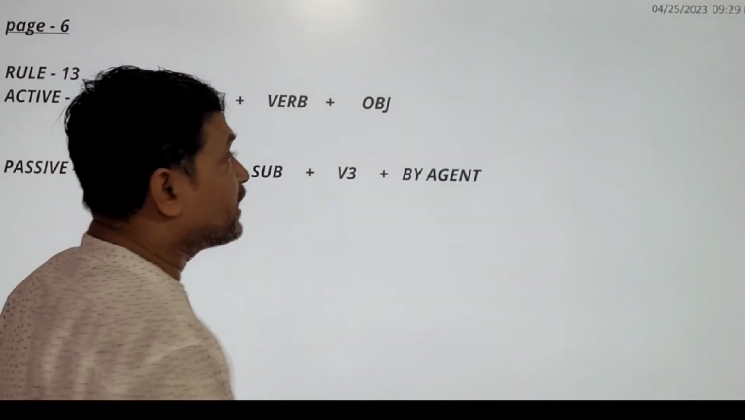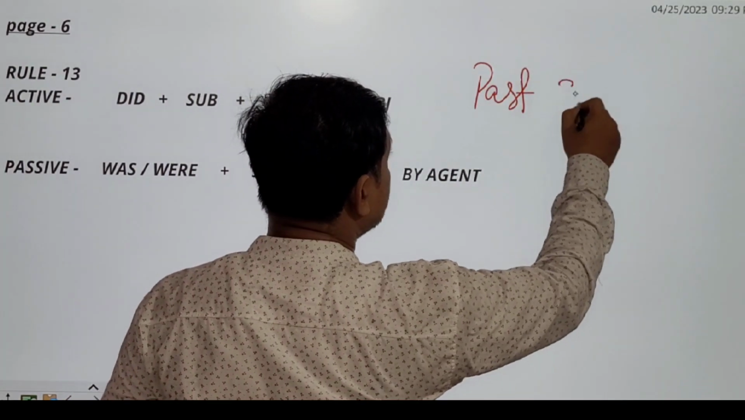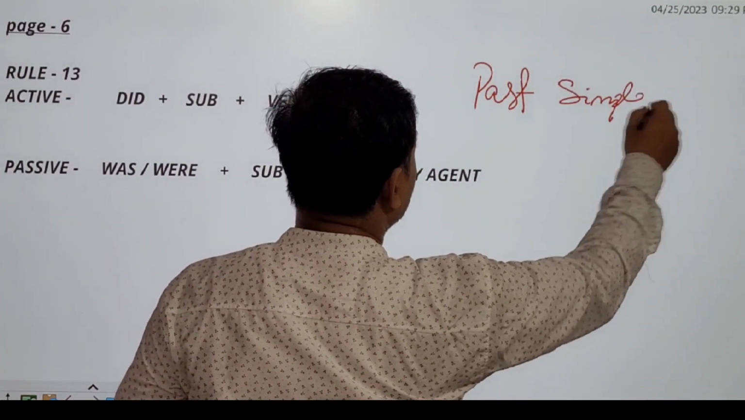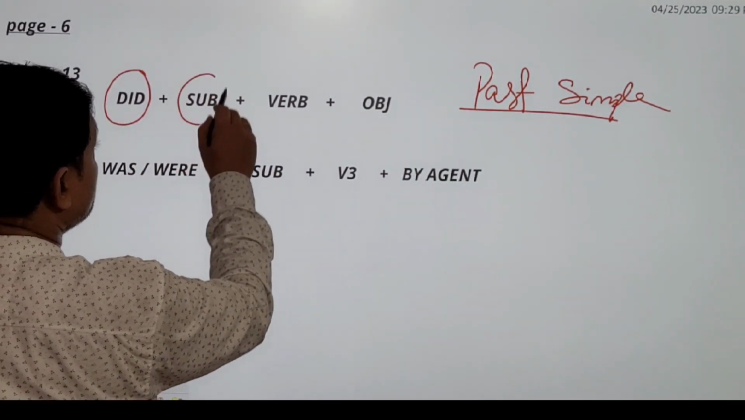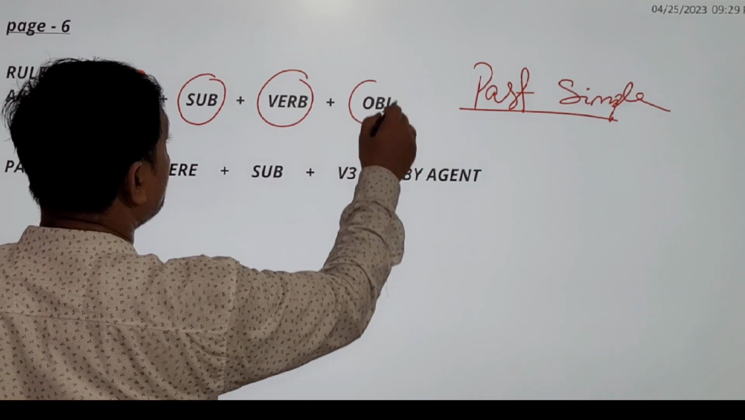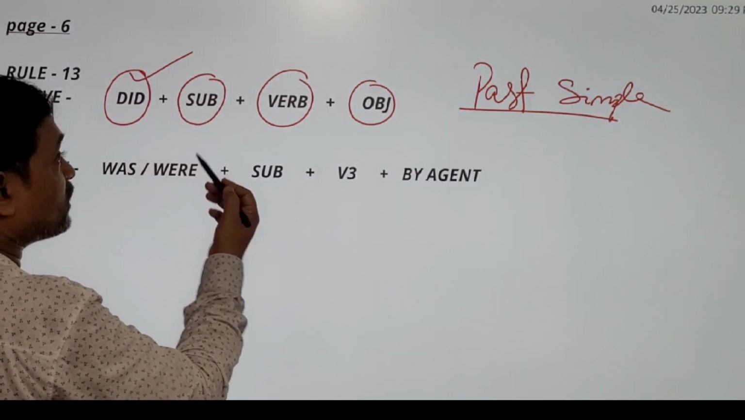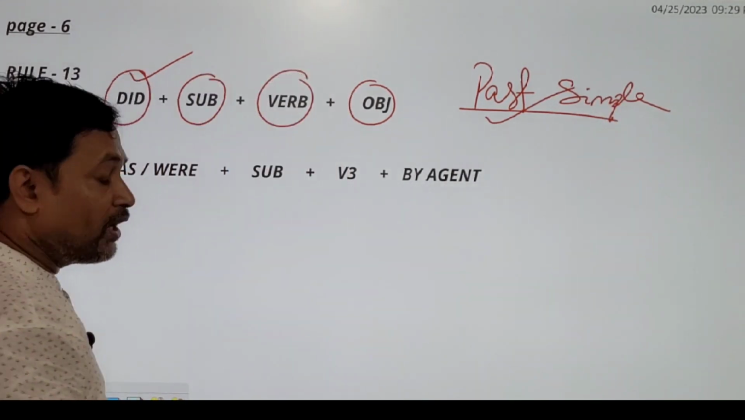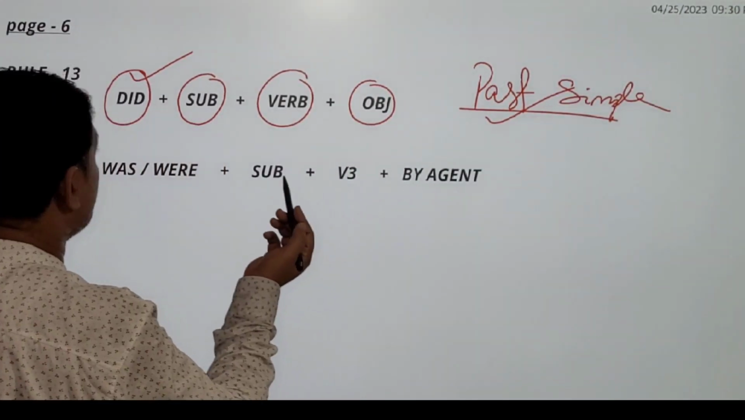Rule number 13 tells us the interrogative form of a past simple. It shows us what? First auxiliary did, then subject, then verb, then object. Right? So as did is here, it shows us what? Past simple. In its interrogative form of passive format, the answer will be like this.